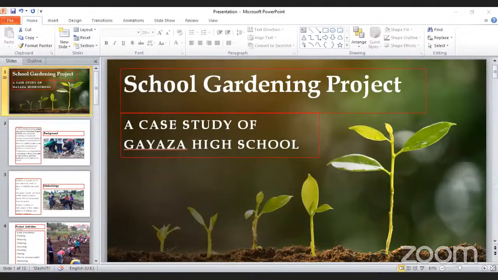But very key to note here is that by the time we started this project at Gayaza High School, a school with 40 acres of farmland with a lot to show around, in the agriculture class of senior three there were two students, and in the agriculture class of senior four there were four students. So it was very important for us to start so we could change the mindset and grow the interest of students in studying agriculture.